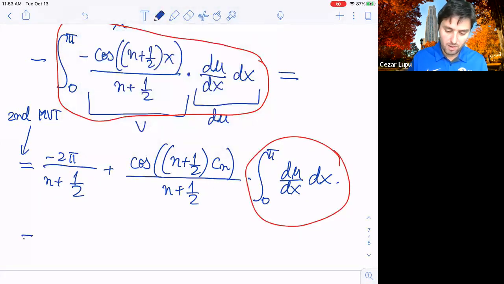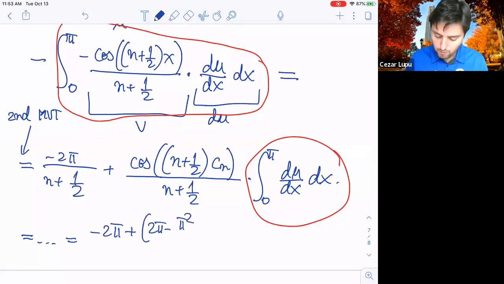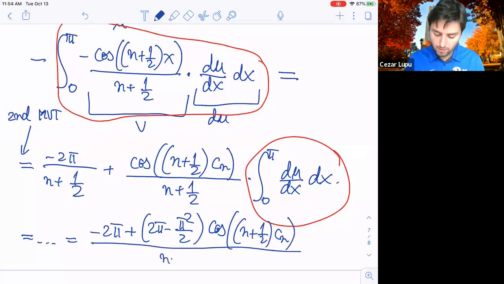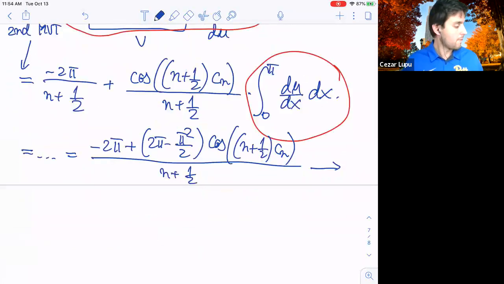And guess what? This will give me, well, at some point, I think I've done some computations here. Let me find them, because I don't want to, okay. So at some point, we will have something like this: negative 2 pi plus 2 pi minus pi squared over 2 times cosine of n plus 1/2 times Cn, and this will be everything over n plus 1/2. And as you can imagine, as n approaches infinity, this will approach 0.